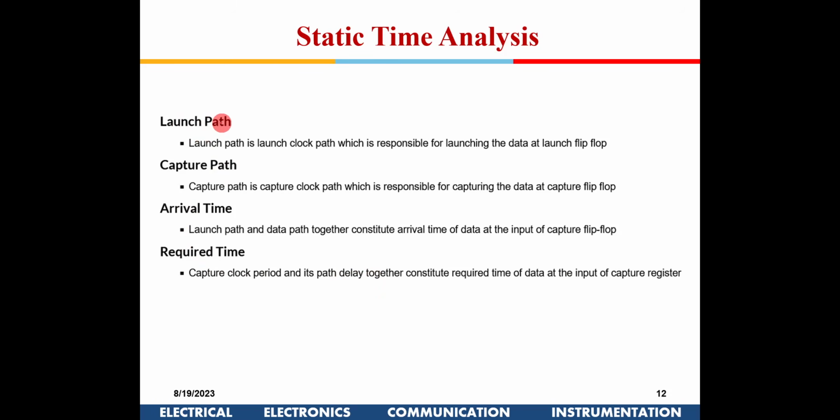So the launch path, these are just the definitions, you can just note down. Launch path is the launch clock path, which is responsible for launching the data at the launch flip flop. A capture path is the capture clock path. Arrival time is the launch path and the data path together, because finally the data needs to come to the capture flop, and required time is the actual required time. So these are some of the definitions.